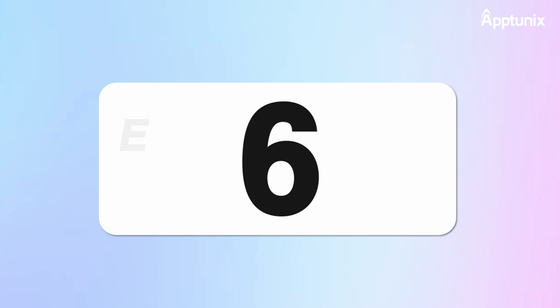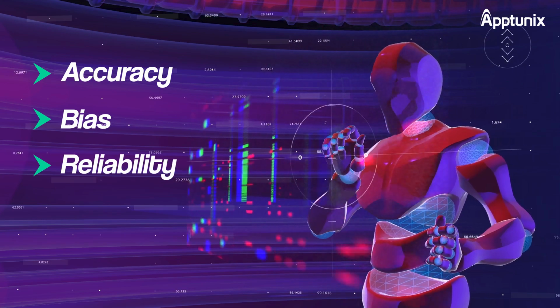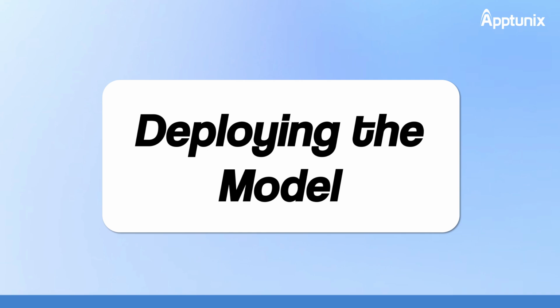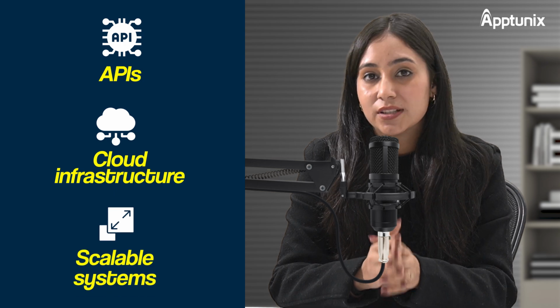Phase 6 is evaluating the model. Before deployment, AI must be validated for accuracy, bias, and reliability, especially in enterprise environments. Phase 7 is deploying the model. Deployment connects intelligence to real users through APIs, cloud infrastructure, and scalable systems.